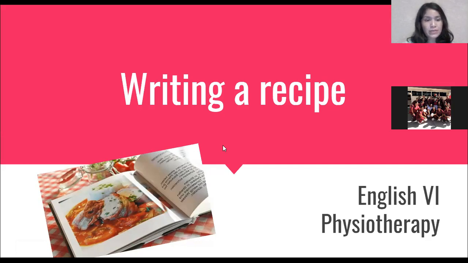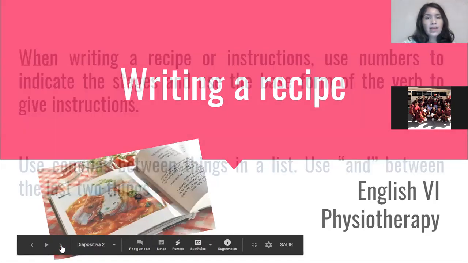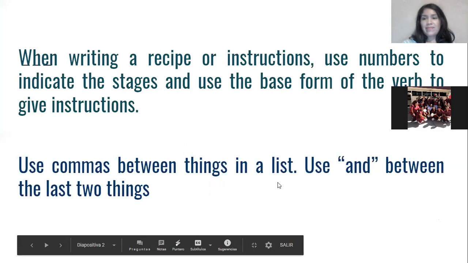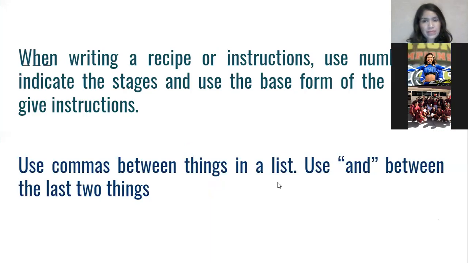Okay, so Kenya, can you help me to read, please? When writing a recipe or instructions, use numbers to indicate the steps and use the base form of the verb to give instructions. Use commas between things in a list. Use and between the last two things.